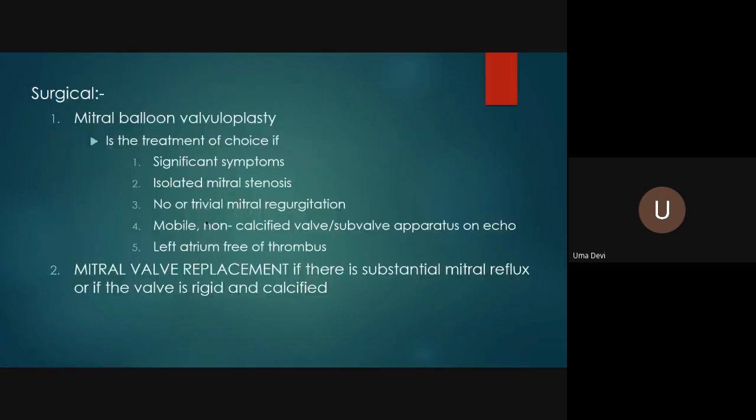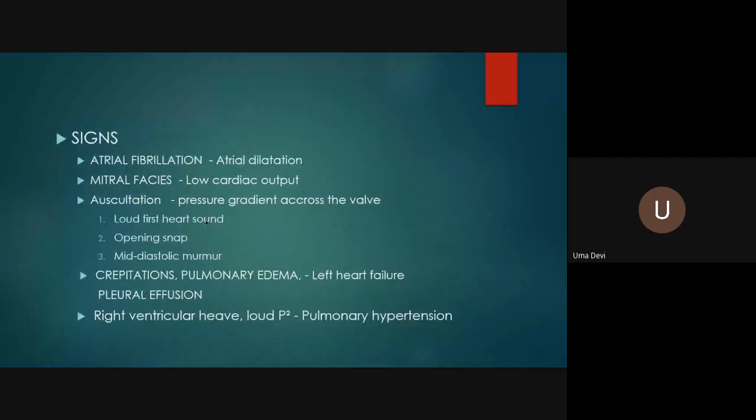Now, going back, sorry. When we spoke about the MDM, that mid-diastolic murmur, what are the differential diagnoses if there is an MDM in the mitral area? Carey Coombs murmur. Okay, very good. Where do you get it? Rheumatic fever. Then Austin Flint murmur. Where do you get it? Aortic regurgitation, AR. Okay, that is where you get it.